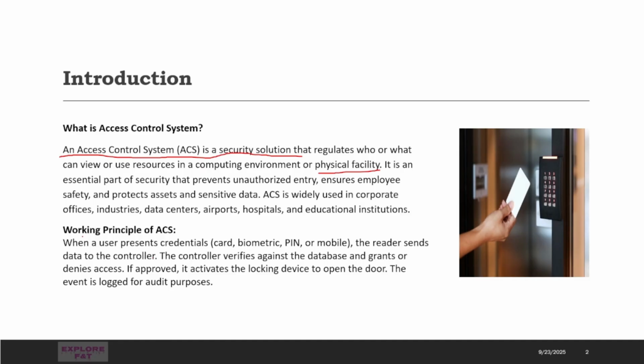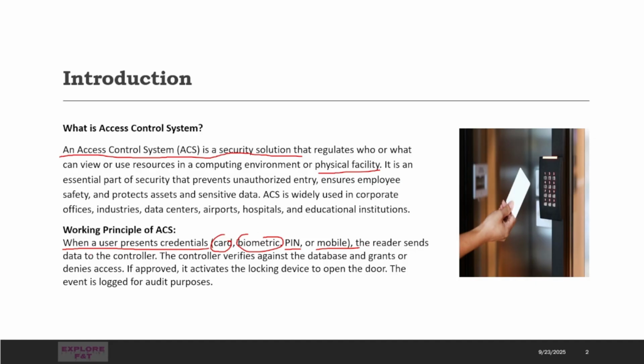Now, what is the principle, how does it work? We'll discuss in later slides that multiple components are used in an access control system. When a user presents credentials, credentials means a card, biometric like facial, iris and thumb impression, a PIN, or mobile credentials like Bluetooth, through which you can open the door.